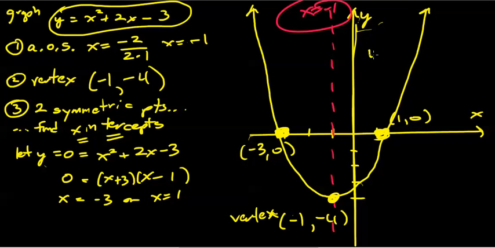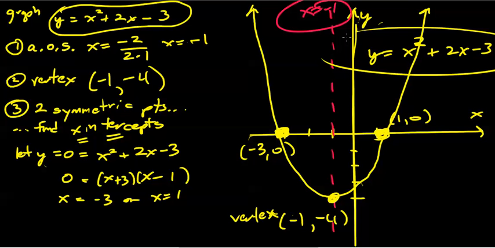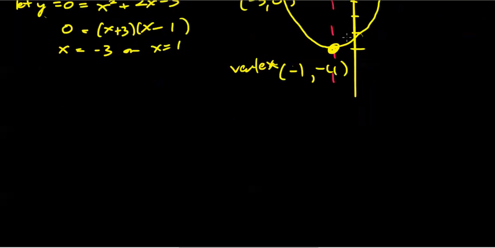Please note you must label the parabola with the equation that generates it. Alright, so nice three-step system: axis of symmetry, vertex, and two symmetric points. In this case, it was the x-intercepts. Okay? Let's do another example.